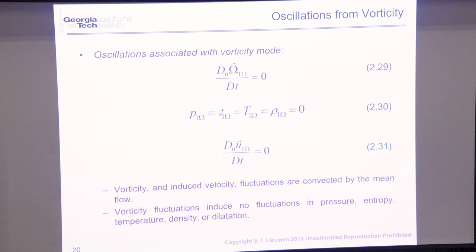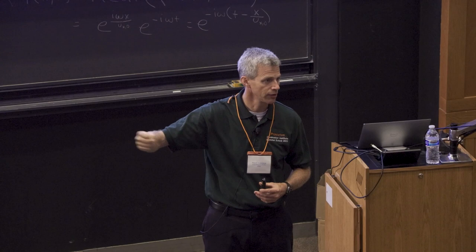But all these terms are zero. So somebody, give me a physical interpretation. What does P1 omega equals zero mean? Yes, thank you. So that vertical disturbance is convecting along. It's doing its own thing. It's non-zero, but if I had a pressure probe, I wouldn't measure a pressure fluctuation. It induces no pressure fluctuation. So you get the idea.